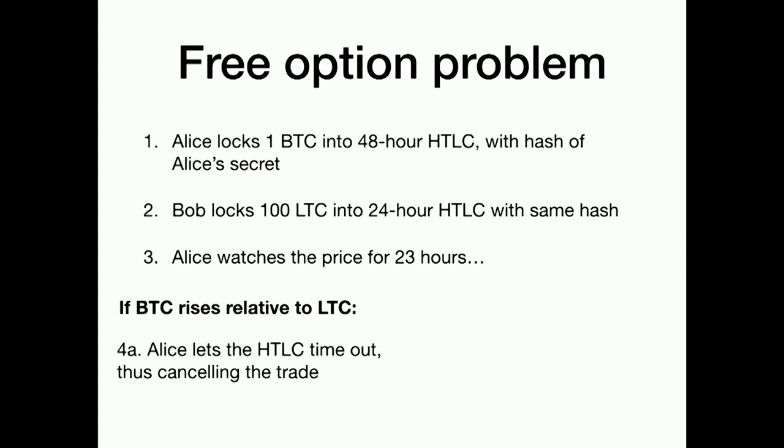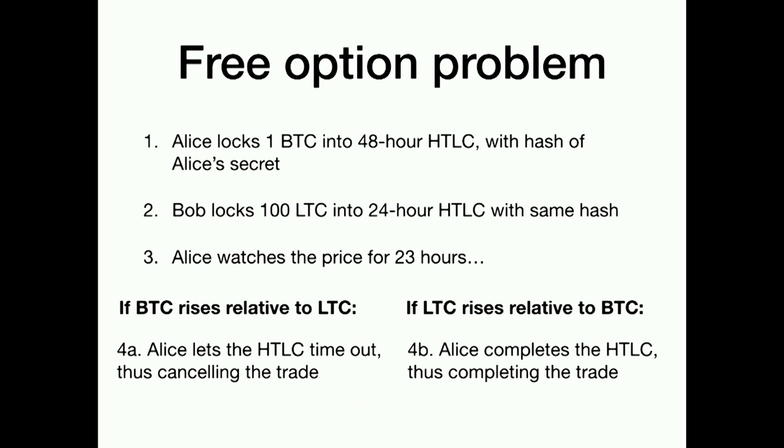In the unlikely event that Litecoin actually rises, Alice can complete the HTLC and get the original price that she was quoted. So Alice has basically entered into a financial agreement with Bob called an American-style call option, where she gets the right to complete the trade or not based on how the price moves, and that's worth something to her. That's worth a premium, but she's not actually paying it when she's doing an HTLC. In fact, on Lightning, if you fail an HTLC, you don't pay any fee for it at all, which means you can do this effective attack.